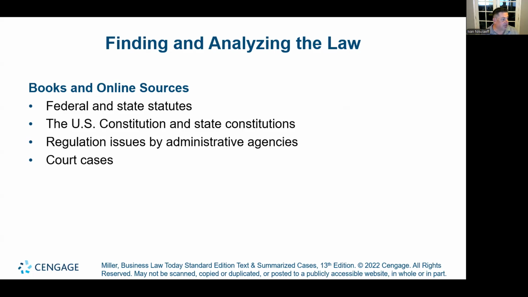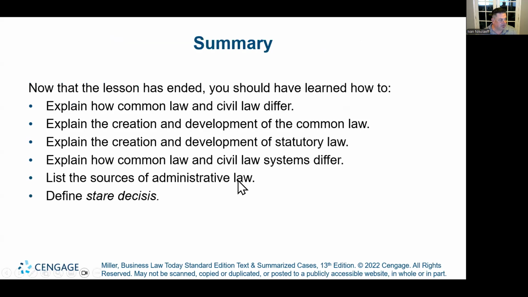You may want to start with things like the U.S. Constitution and state constitutions, and then look at any regulations that have been developed through administrative agencies, then federal and state statutes, and then you're going to get down to the more detailed court cases.